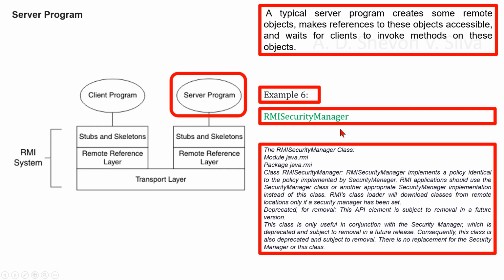This is deprecated for removal. This API element is subject to removal in a future version. This class is only useful in conjunction with the SecurityManager, which is deprecated and subject to removal in a future release. Consequently, this class is also deprecated and subject to removal. There is no replacement for SecurityManager or this class. This is in the package java.rmi, which is in the module java.rmi.